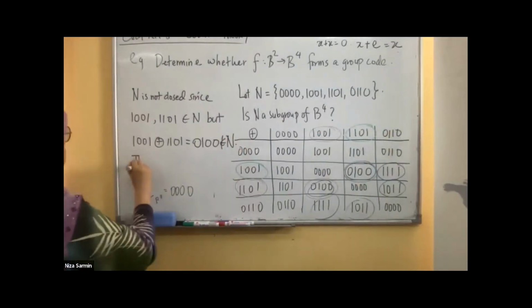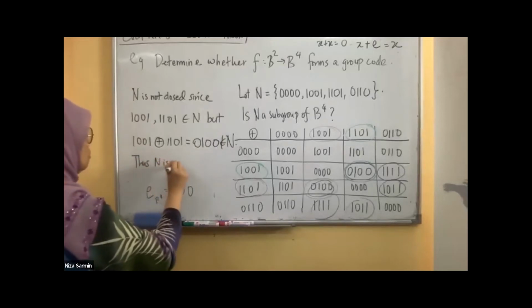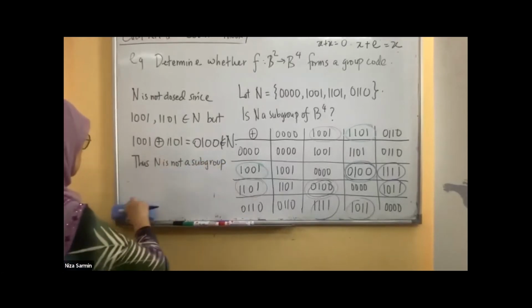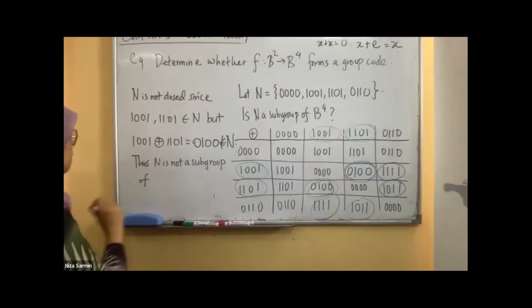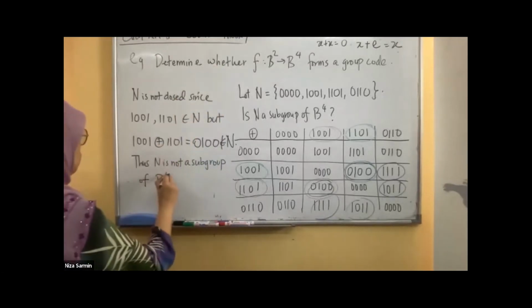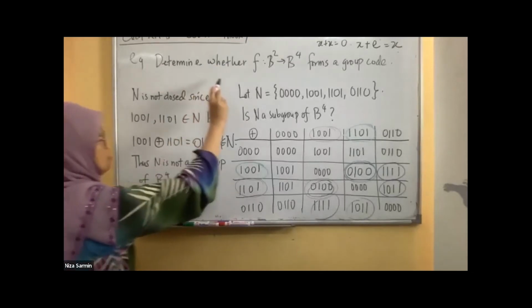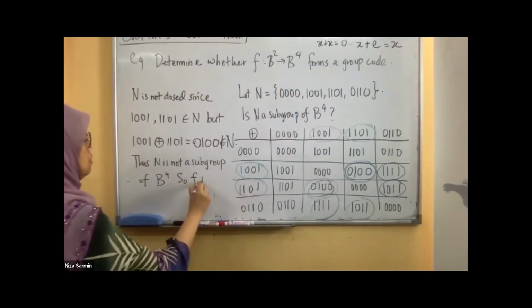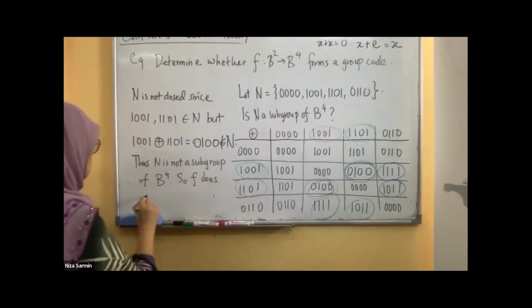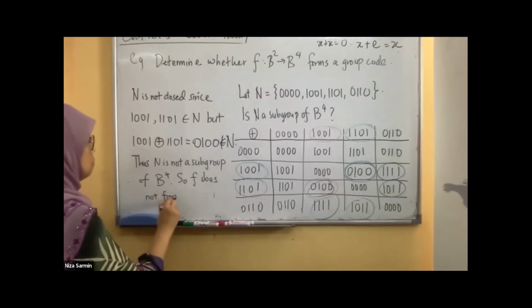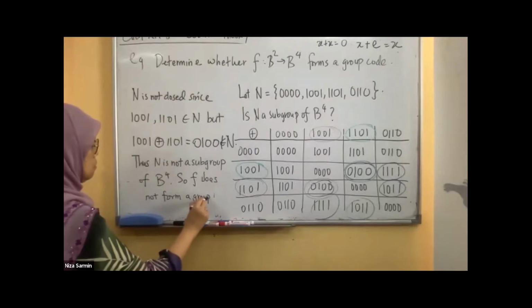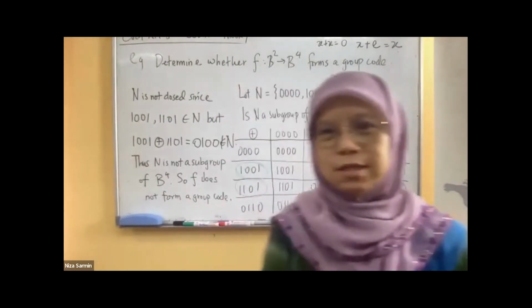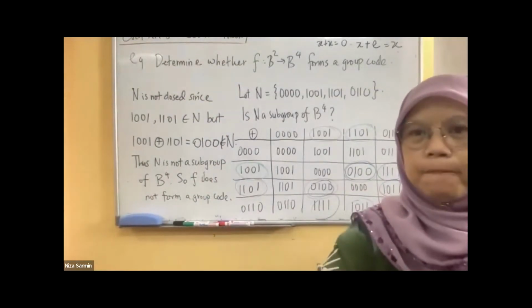Thus N is not a subgroup of B4. So read the question. So F does not form a group code. Don't forget to answer the question.